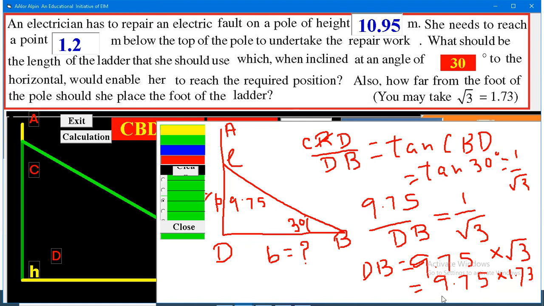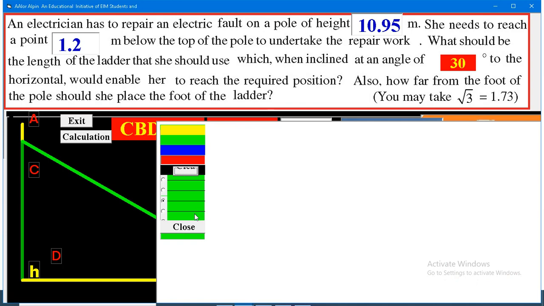If you multiply the two, you will get the base distance of the point. So here perpendicular is given, angle is given, I have to find the base. So I apply the tan formula. Clear?